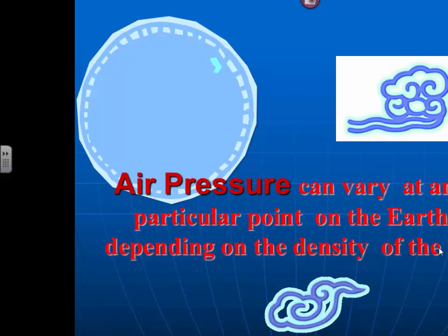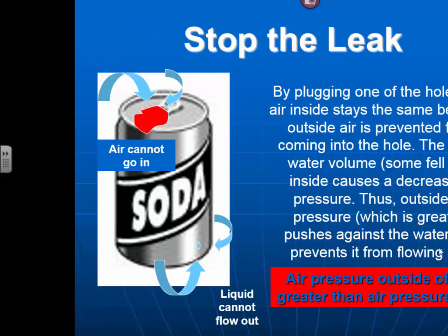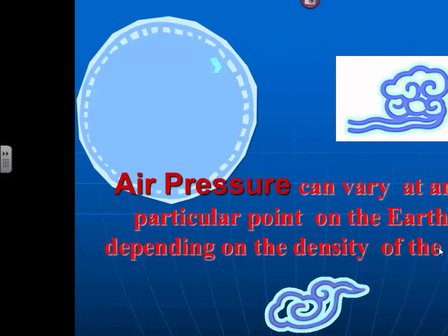When we talk about air pressure with weather and atmosphere, we need to know that air pressure can vary. It can be different at any particular point on the Earth depending on the density of that air. Air pressure depends on how dense the air is. If we go back to our leaky can, we changed the density of the inside air in the can. It spread out a little bit. That drops the air pressure inside and allows the experiment to work. So air pressure can vary at any particular point on the Earth depending on the density of the air.